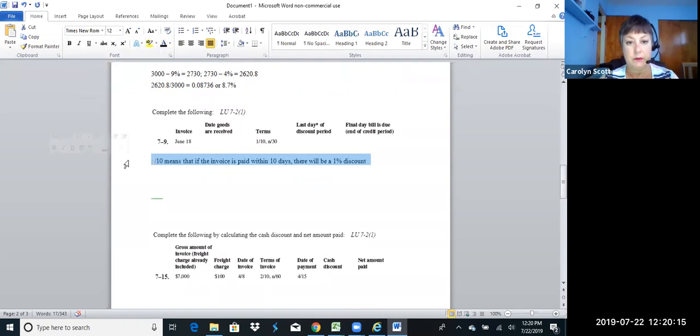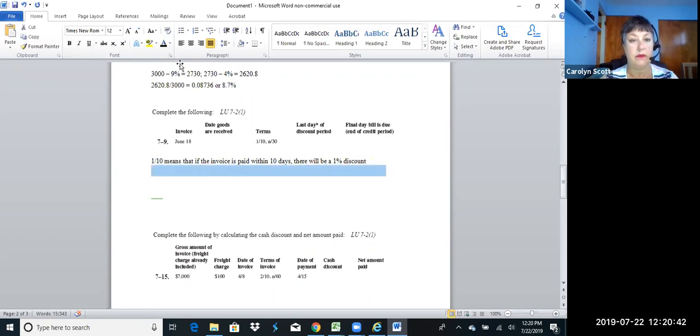Under our terms, 1/10 means that if the invoice is paid within 10 days, there will be a 1% discount. And then we've got something else we need to worry about in terms.